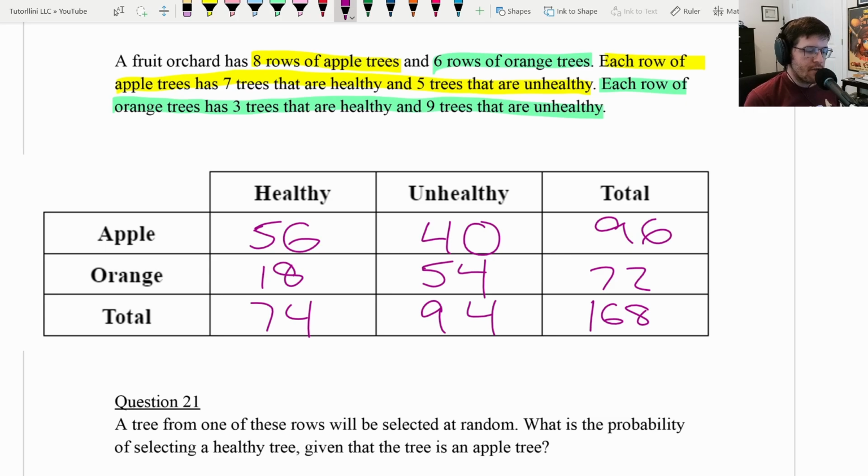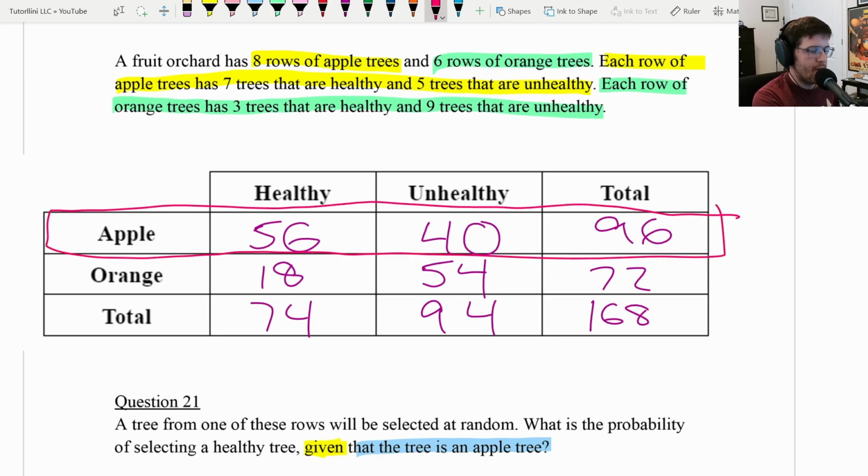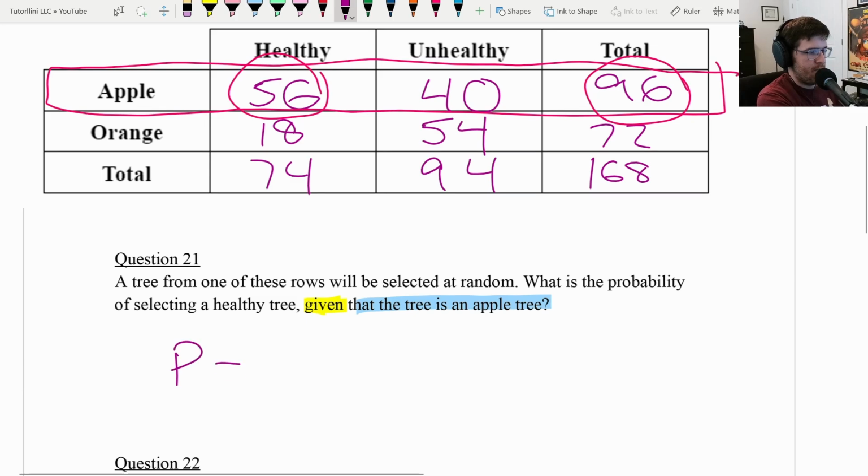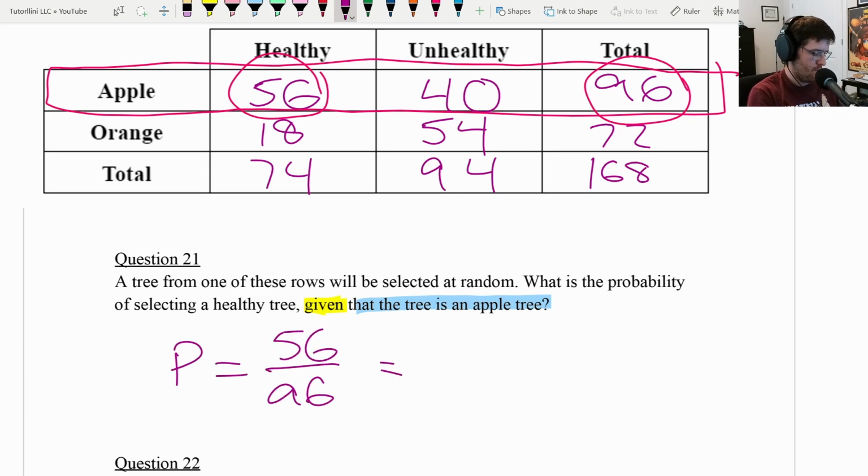Okay, now we're ready to answer the question. So we see a keyword here, given, that tells us the target group. So the tree is an apple tree. So we're going to put a big box around the apple tree row. And we want to know, what is the probability of selecting a healthy tree? Okay, so that's 56 out of a total in that box of 96. So let's go down here. The probability is 56 over 96. That reduces to 7 over 12.